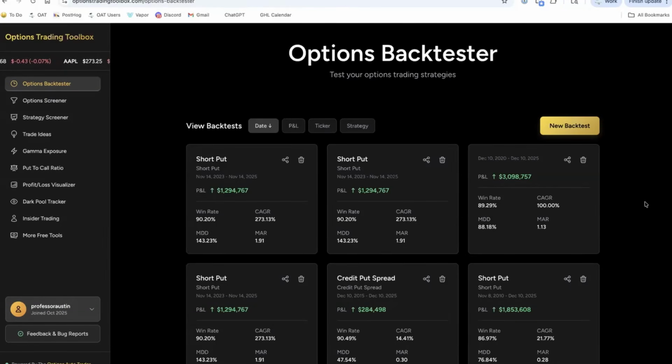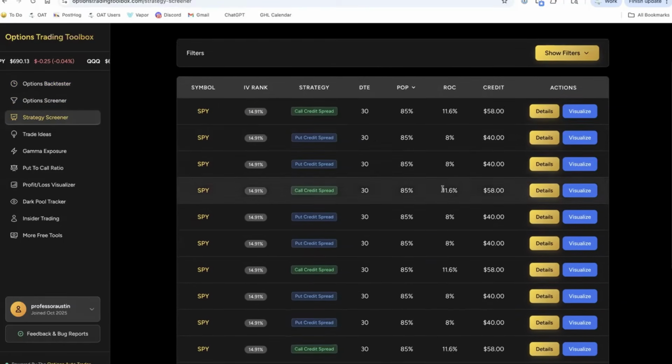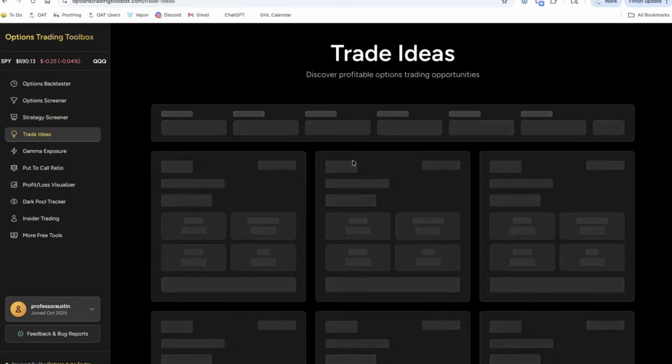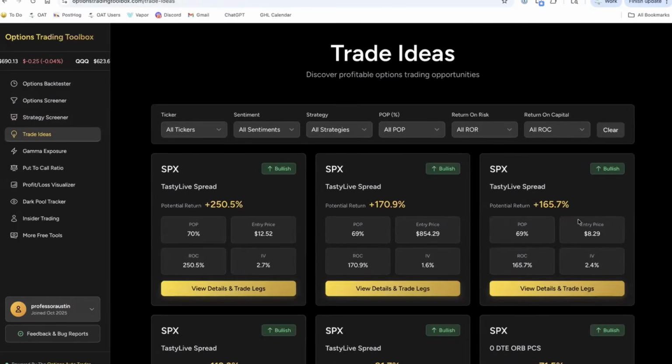Jeff Wood says, have you stopped the credit spread alerts? Nothing since 12/15/2025. I'm not quite sure what you're referring to there. If we go here, maybe referring to this. I'm not too sure. Maybe trade ideas. Yeah, not exactly sure what you're referring to. If you clarify, I'd love to answer.